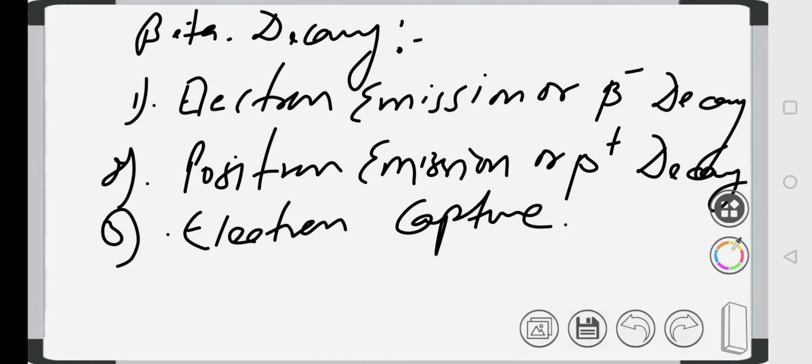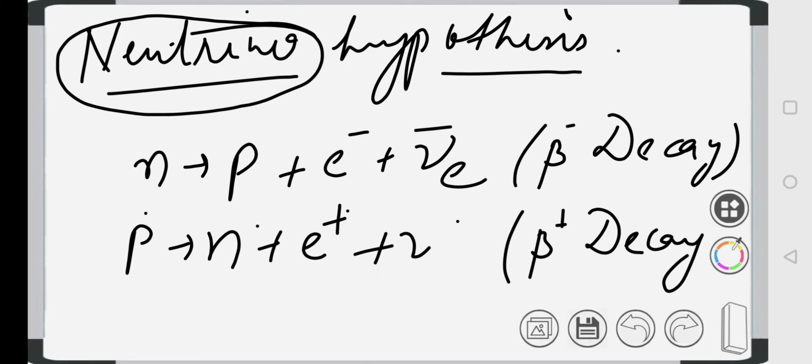In case of beta negative decay, an anti-neutrino particle is emitted. When a neutron converts into a proton plus an electron plus an anti-neutrino, it is beta negative decay. In case of beta positive decay, a proton converts into a neutron plus a positron plus a neutrino.